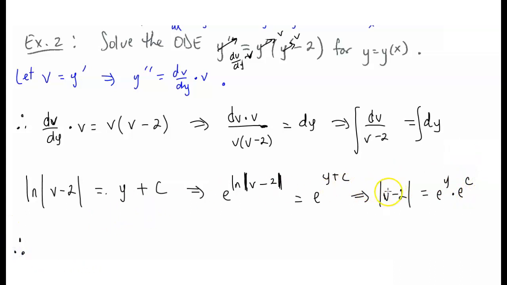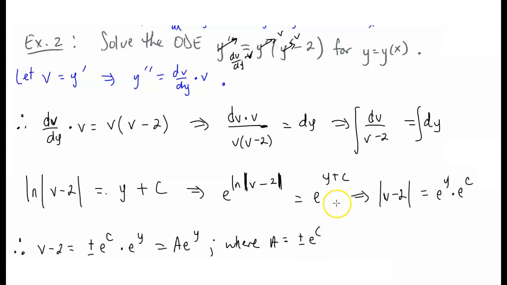And of course, from there, using the definition of absolute value, I could just say that v minus 2 is equal to plus or minus e raised to the c times e raised to the y, which could just be a times e raised to the y, where a is equal to plus or minus e to the c. And of course, plus or minus e to the c is a constant. We don't really care whether a is positive or negative, because we don't have any initial conditions here to worry about.